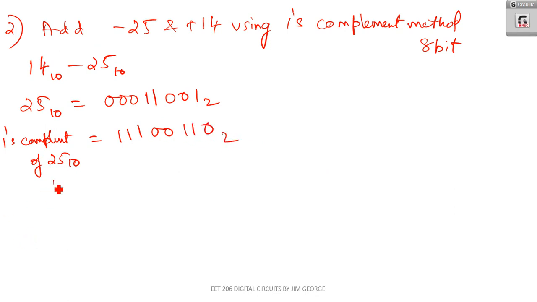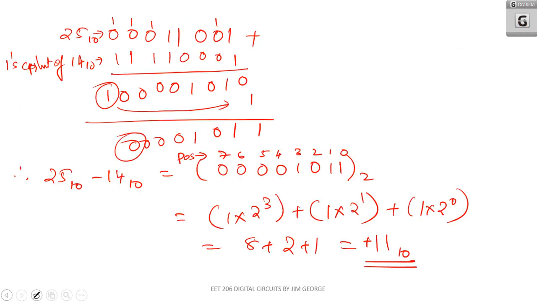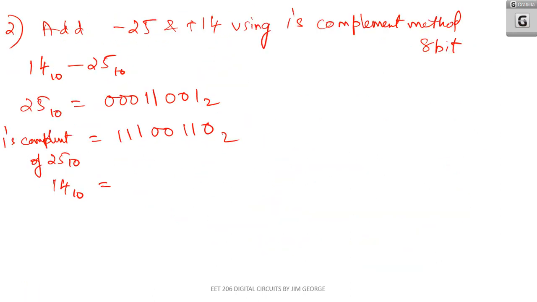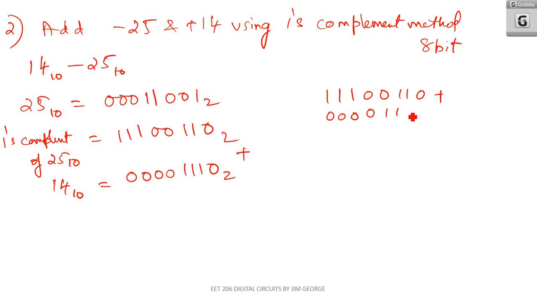Now what is 14 to the base 10? If you are looking back, it is 0 0 0 0 1 1 1 0. Okay. Now you add these two. So I am just going to add 1 1 1 0 0 1 1 0 plus 0 0 0 0 1 1 1 0.